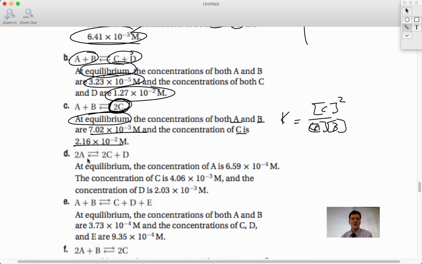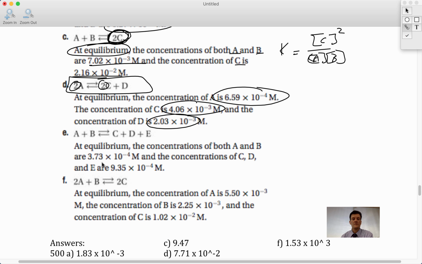Okay? Same thing here. You're given the concentration of A, you're given the concentration of C, you're given the concentration of D. Just be aware of the coefficients for A and C. That's going to affect how you evaluate that in the K expression. This one is the same thing. They're giving you the concentrations at equilibrium. And this one as well. Be aware of the coefficients. They're giving you the concentration of A, B, and C.